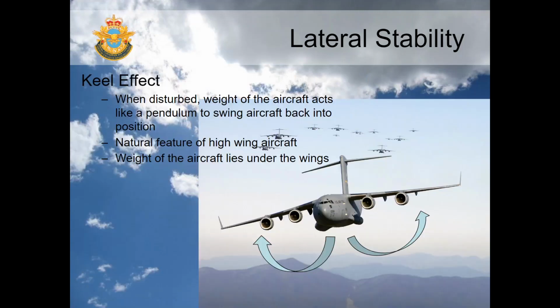Next is the keel effect, and this often occurs on high-wing aircraft, and it's mainly because of the weight of the aircraft acting like a pendulum to swing the aircraft back into position. A common aircraft that we know that has this keel effect is the C-17 Globemaster, used in the Royal Canadian Air Force. We can also see it in the photo in the bottom right.